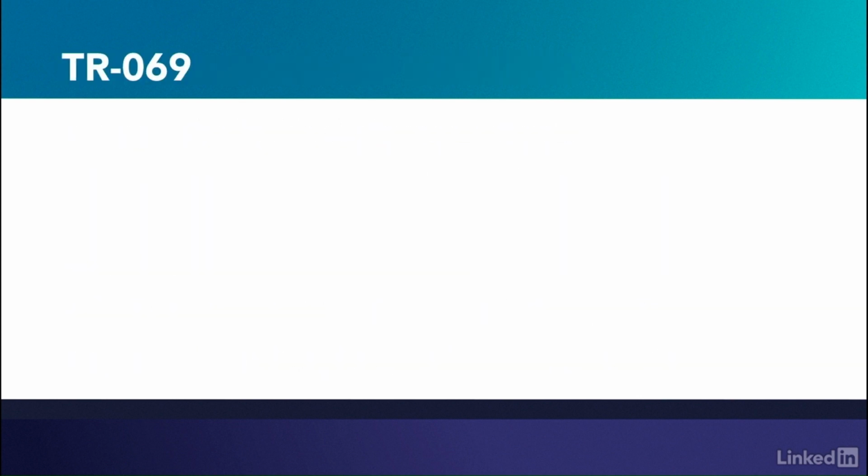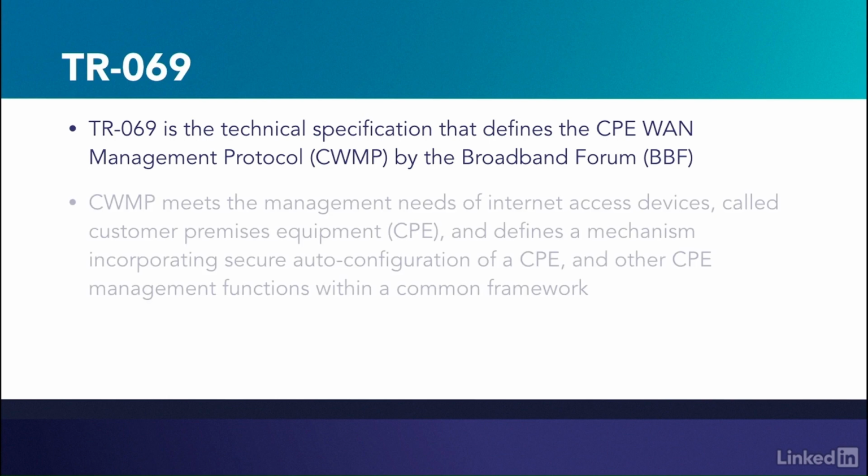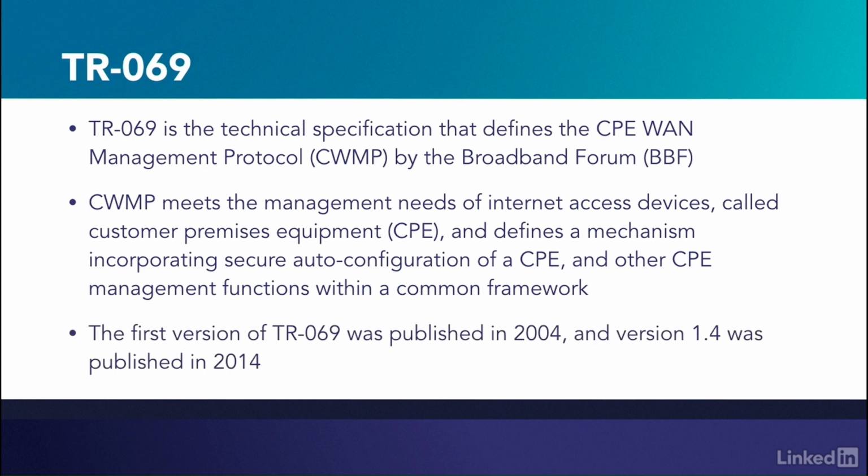At first, let's look at the TR069 standard. TR069 is a technical specification that defines the CPE Wide Area Network Management Protocol, called CWMP, by the Broadband Forum. TR069 originally targeted the broadband market. It meets the management needs of Internet access devices, such as gateways, routers, femtocells, and LAN devices, generally called TR069 CPE. CWMP defines a mechanism that encompasses secure auto-configuration of a CPE and also incorporates other CPE management functions into a common framework. The first version of TR069 was published in 2004, and the current version 1.4 was published in 2014.